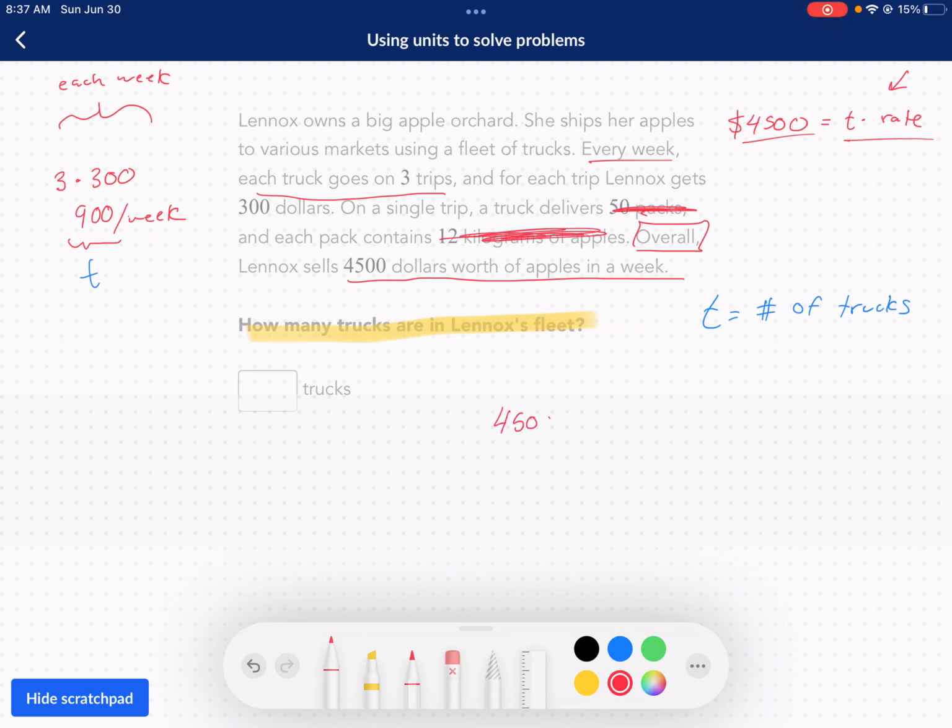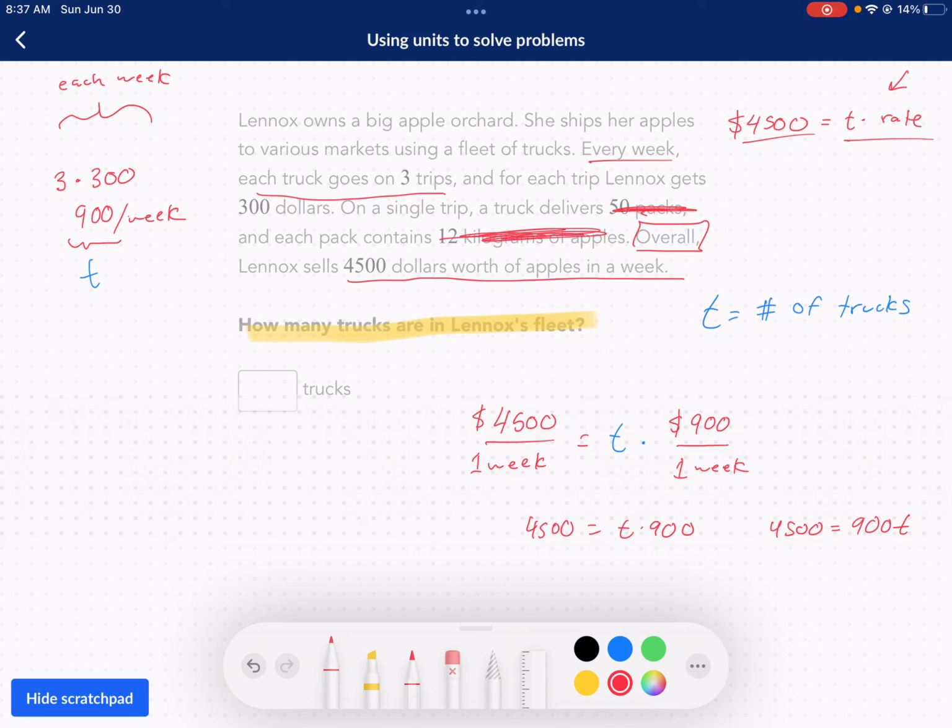We know that $4,500 is made per 1 week. So 1 week, $4,500. And then we know that we have a certain number of trucks, and it has the rate of $300 times 3, so that's $900 per truck because they make 3 trips per 1 week. Once we simplify this, since we're dividing by 1 on both sides, it's going to look like this: 4,500 equals 900T. So you can see it's a one-step equation once we simplify.